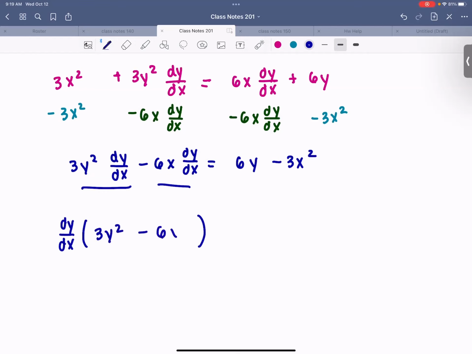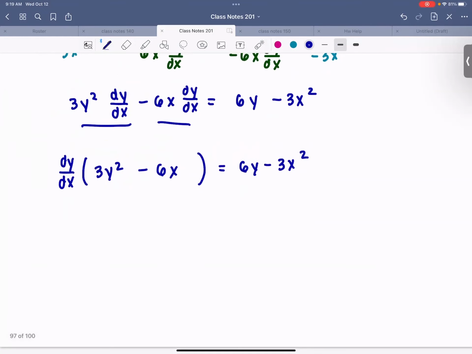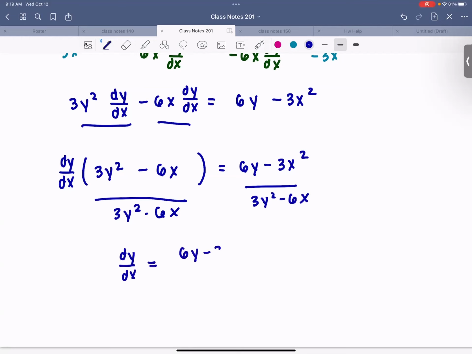Perfect, 3y squared minus 6x. And this is 6y minus 3x squared. Okay. Finally, to get dy dx by itself, looks like the opposite of multiplication is division, right? So we can divide by 3y squared minus 6x on both sides. And we get that dy dx is equal to 6y minus 3x squared over 3y squared minus 6x.